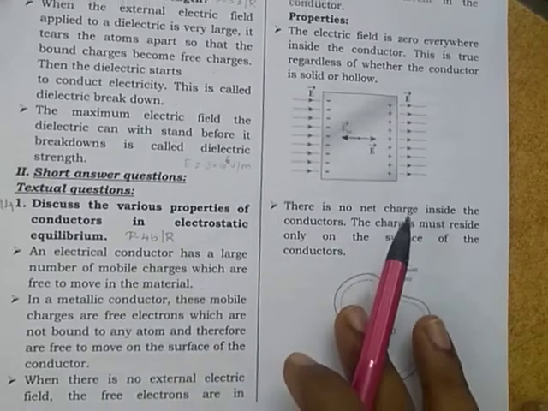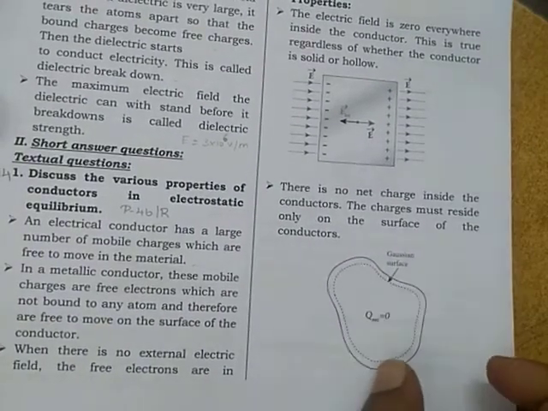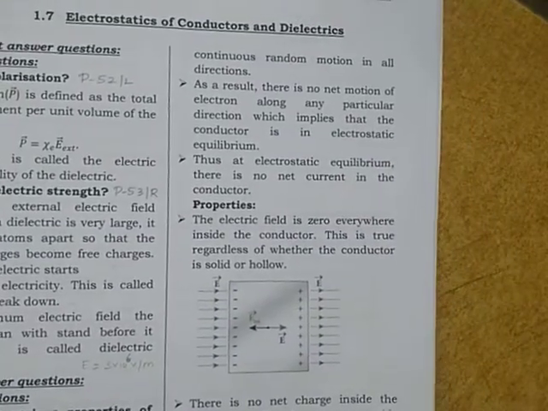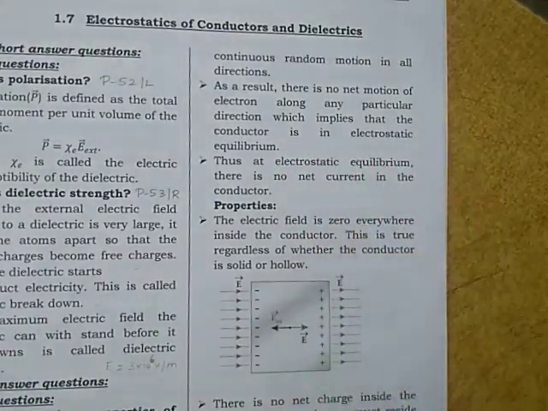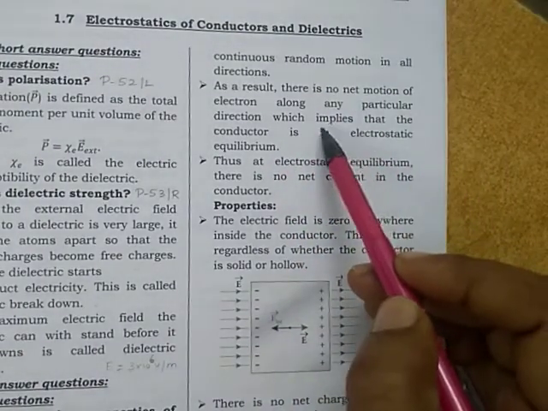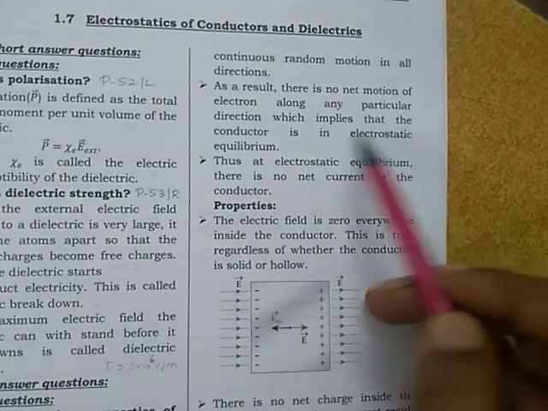You know this very well. When there is no external electric field, the free electrons move continuously in a random manner. As a result, there is no net motion of the charge in a definite direction, so there will not be any current. This is known as electrostatic equilibrium.